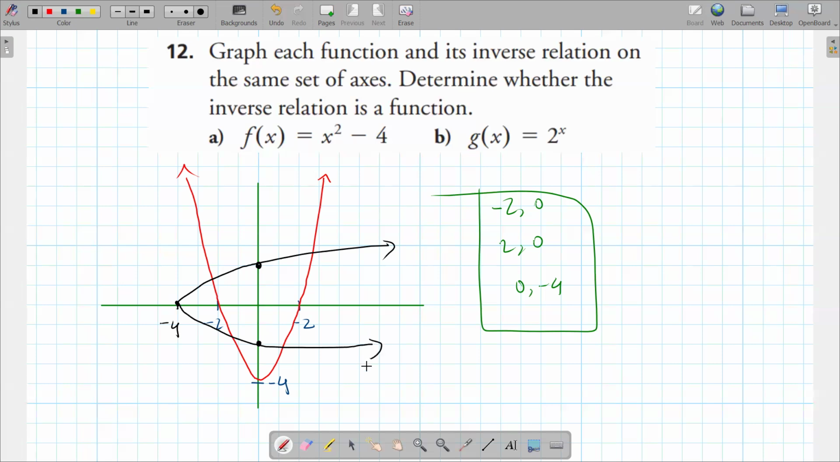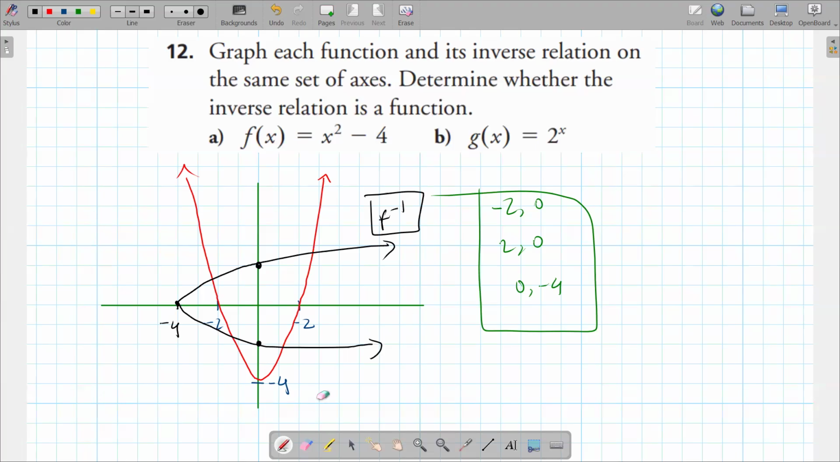Did that make sense? It's very simple. You just use the points from the parent function, and then you do a little bit of a flippity flip. Is the inverse function a function? Is f inverse a function? Think about the vertical line test. It's not a function.